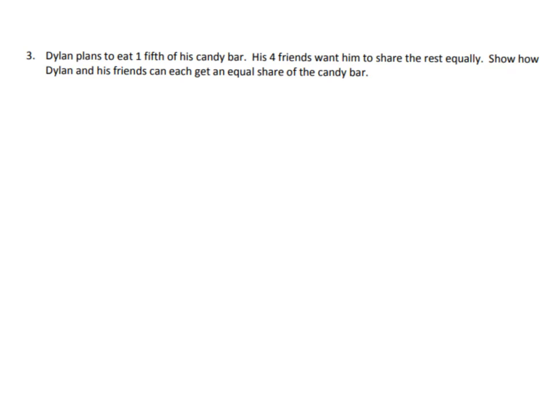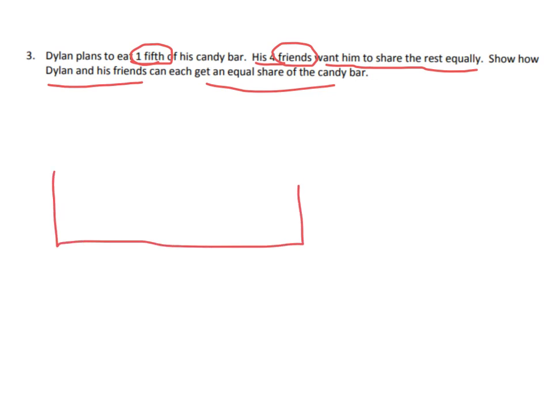Let's look at number 3. It says Dylan plans to eat 1/5 of his candy bar. His 4 friends want him to share the rest equally. Show how Dylan and his friends can each get an equal share of the candy bar. So the first thing I need to do is to draw a piece of tape.